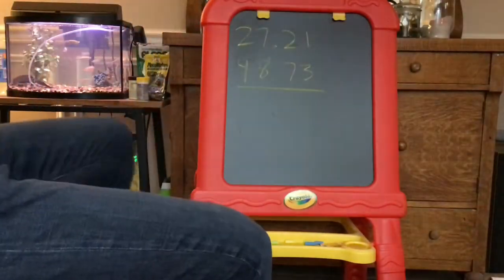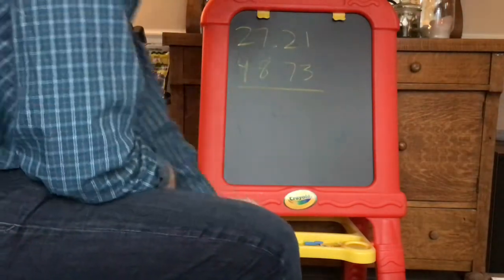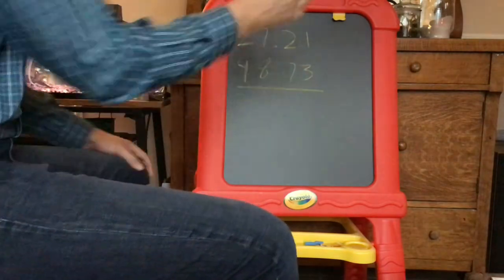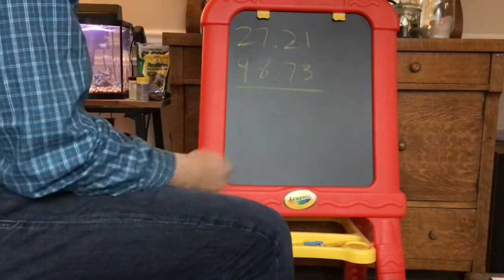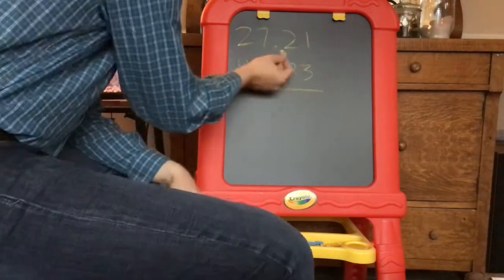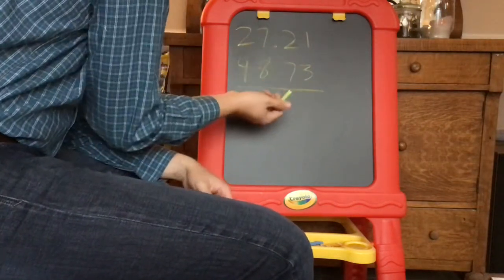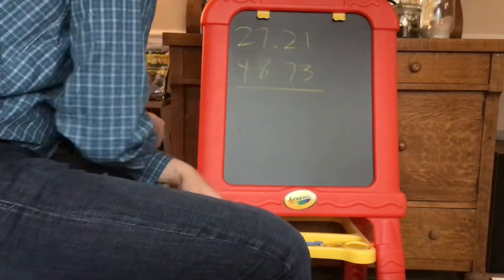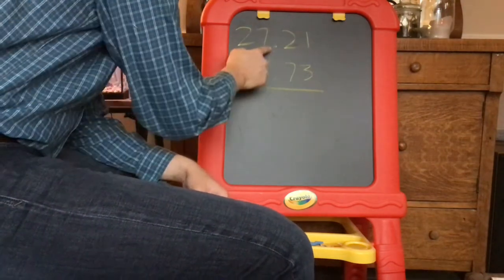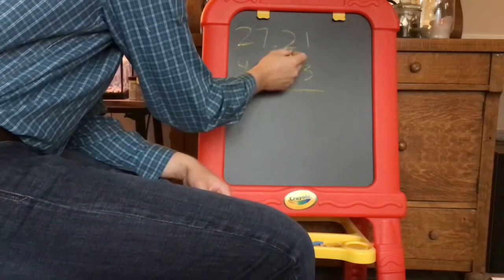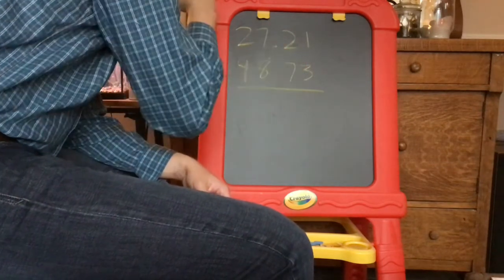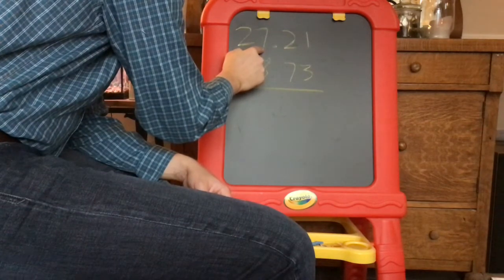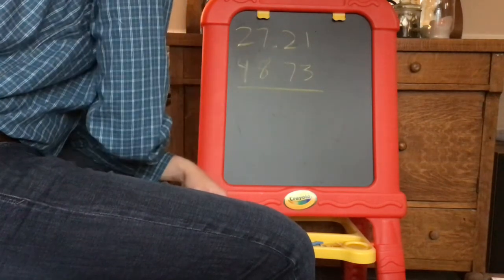So, 27 and 21/100ths. And then 48 and 73/100ths. Well, let's take the 27 and 21/100ths first. Let's round that to the nearest whole number. If we did that, we would have to look here. And remember, this tells us whether we keep the 7 or bring it up to an 8.